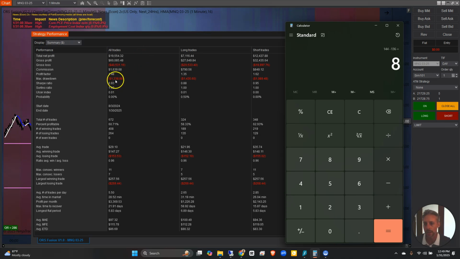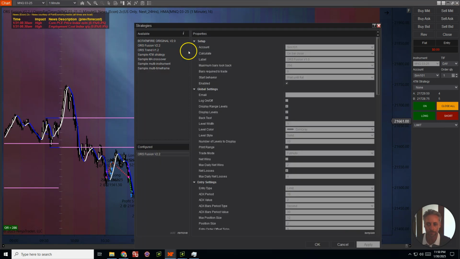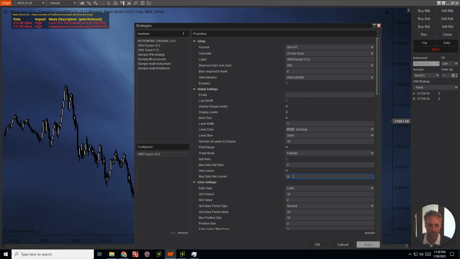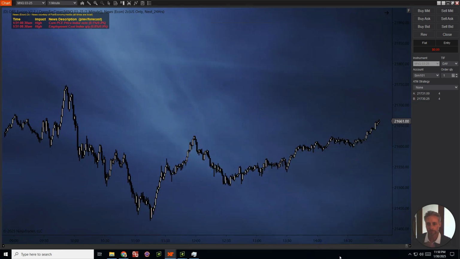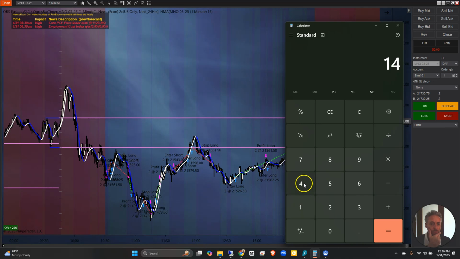So now we're at 1338. Keep that number in mind. Max consecutive losers of 7. Now we're about 19.5. Now let's run the strategy again. Disable, apply, and let's make it 5. Enable, okay. So it was like a 1350 drawdown or so, and our net wins we now have at 144.